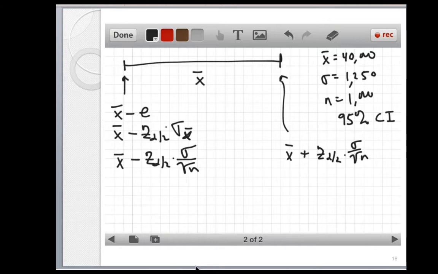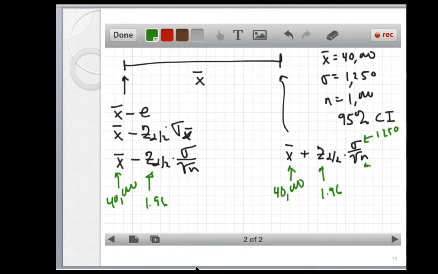Right, and so now it's just about plugging in these values. We know that at the 95% confidence level, my z value is 1.96. We spent some time looking at that today. This is the 40,000. In both cases, of course, this is symmetric. And to calculate the standard error, we have 1250, and we have to plug in that square root of 1,000.